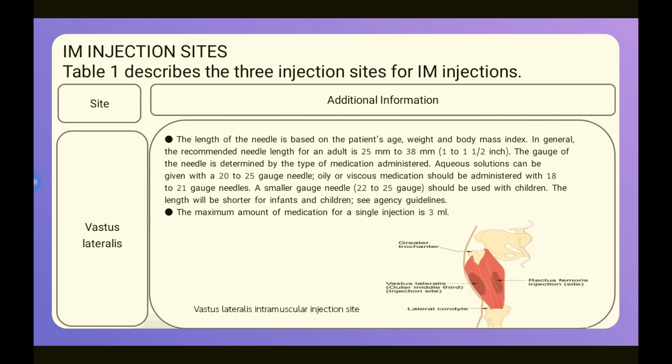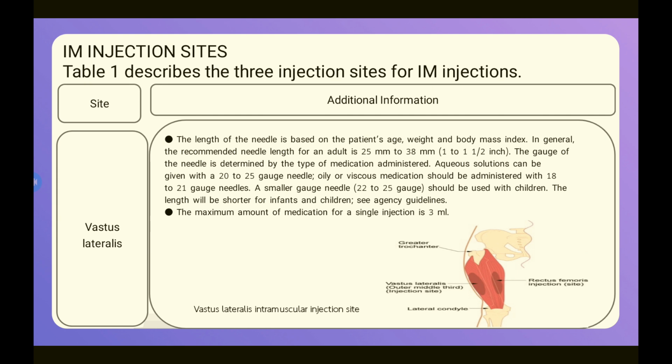The length of the needle is based on the patient's age, weight, and body mass index. In general, the recommended needle length for an adult is 25 mm to 38 mm, meaning 1 to 1.5 inch. The gauge of the needle is determined by the type of medication administered. Aqueous solution can be given with 20 to 25 gauge needles. Oily or viscous medication should be administered with 18 to 21 gauge needles.